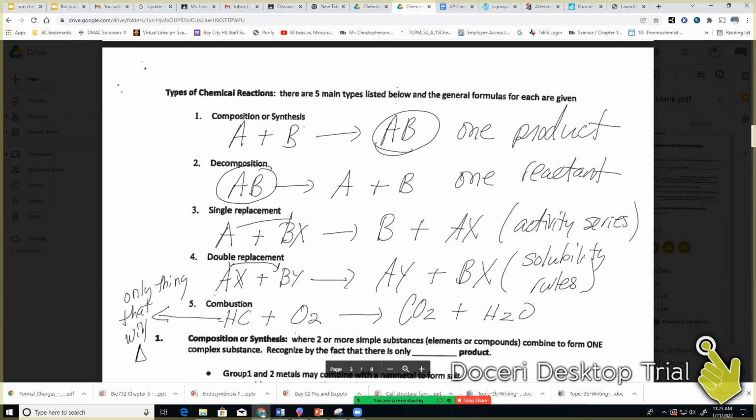Thank you, ma'am. So you'll always have a hydrocarbon. It'll always combine with oxygen, and you'll always get these same 2 products.